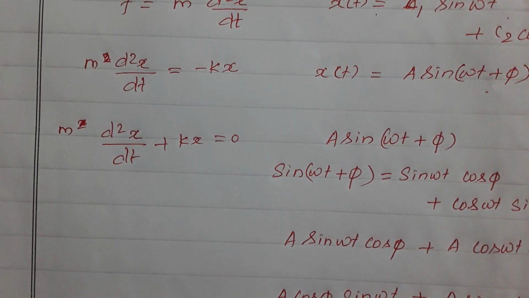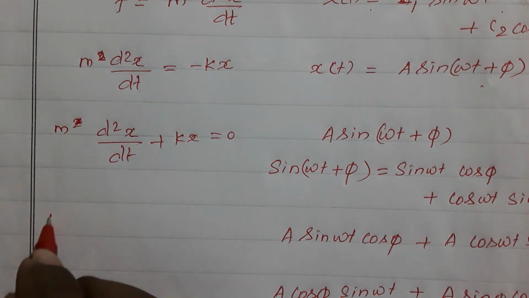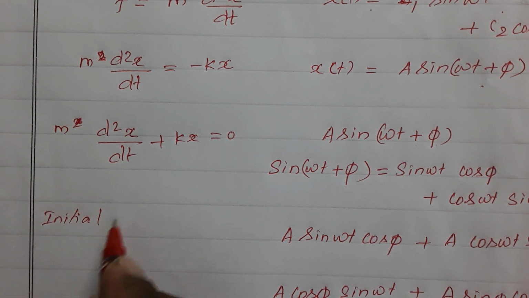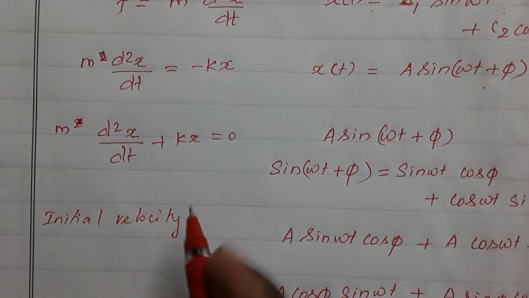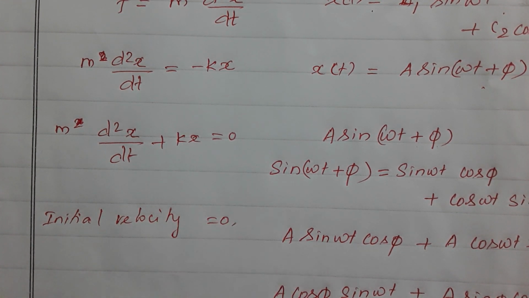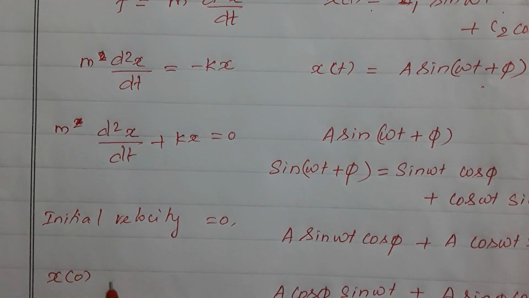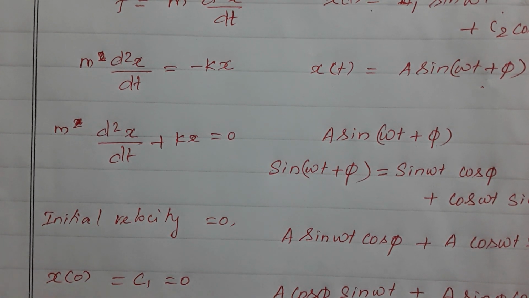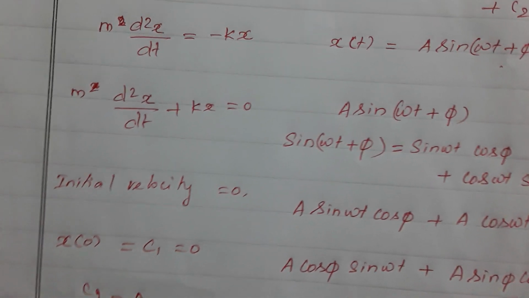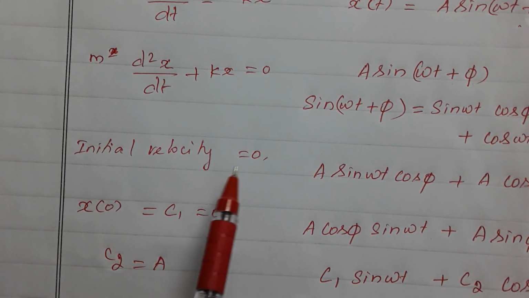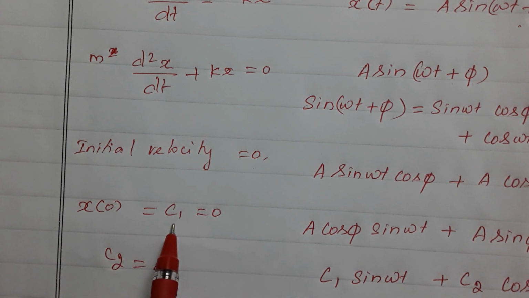Now at the initial position, initially there is no velocity. Initial velocity is equal to 0. Then c1 is equal to 0, and c2 we obtain as a. By substituting initial velocity equal to 0, c1 becomes 0 because c1 has the sine constant. For c2 we have cos 0 is 1, so we get c2 equal to a.